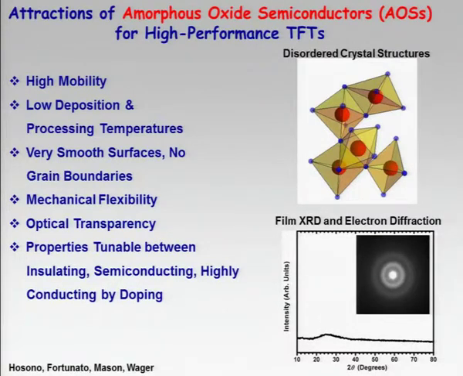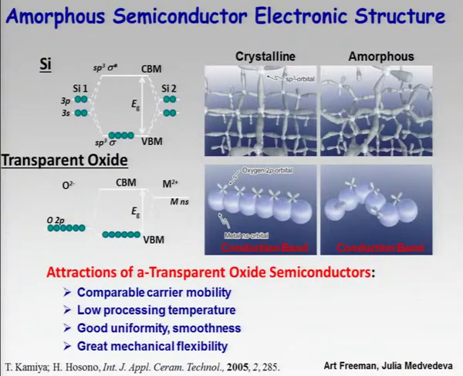You can grow them at room temperature, and I'll show you lots of ways to grow them. High mobility, how can you get that? And I'll show you that in a minute. Low deposition and processing temperatures, very, very smooth surfaces. No grain boundaries, they're very flexible. I'll show you that. Optical transparency and tunable properties. Hosono was not the first person to discover these, but he was the first person to bring it to the attention of the world.